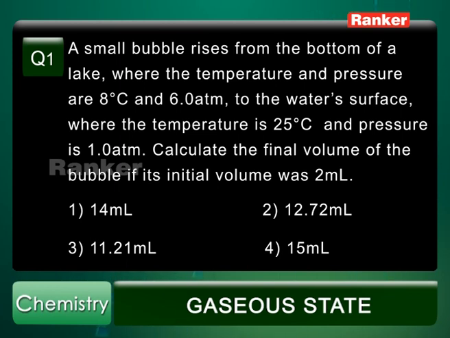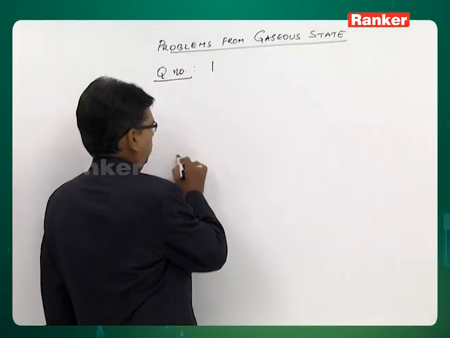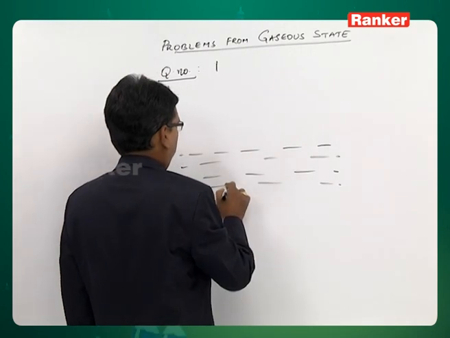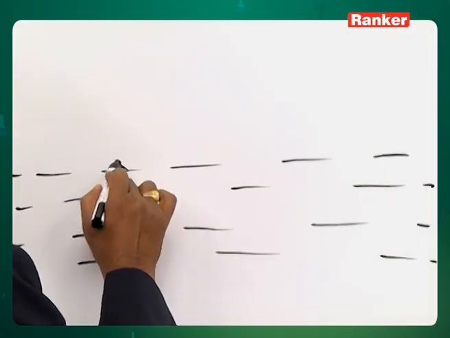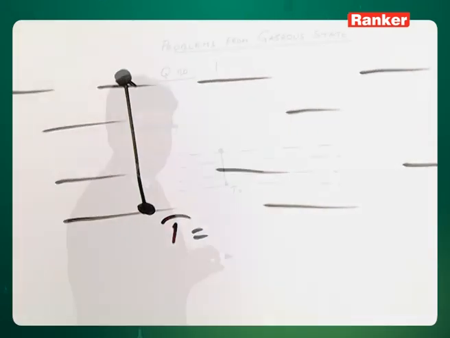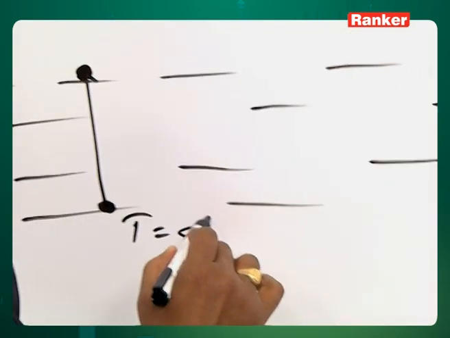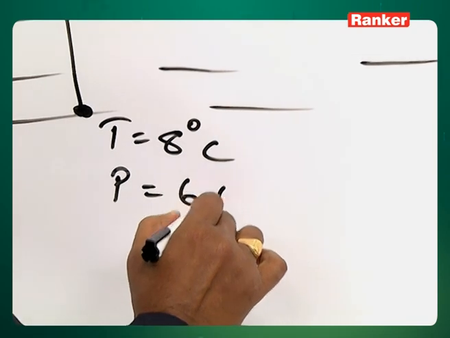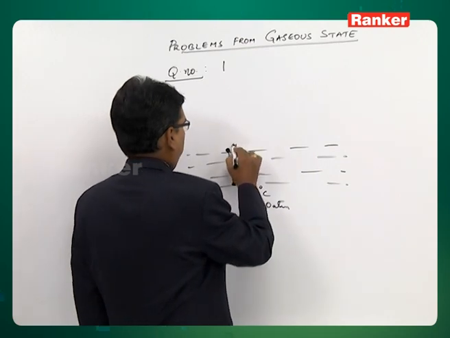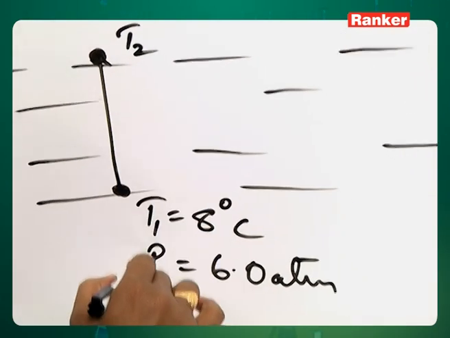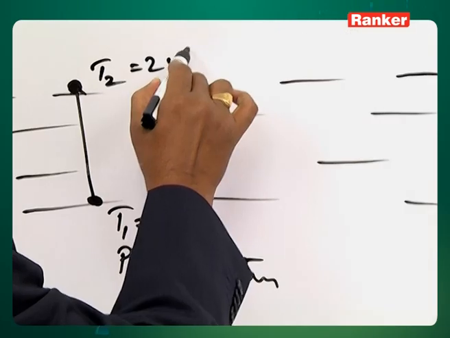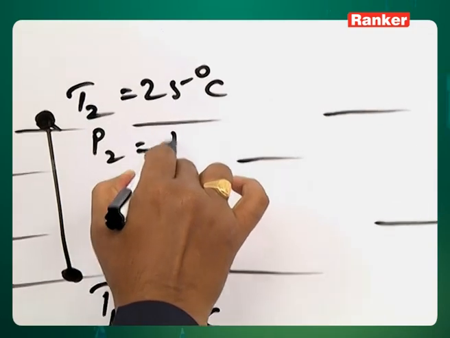A small bubble rises from the bottom of a lake up to the water surface. At the bottom of the lake, the temperature is 8 degrees Celsius and pressure is 6 atmosphere, which I will call T1, P1. At the top, T2 is 25 degrees Celsius and pressure is 1 atmosphere.